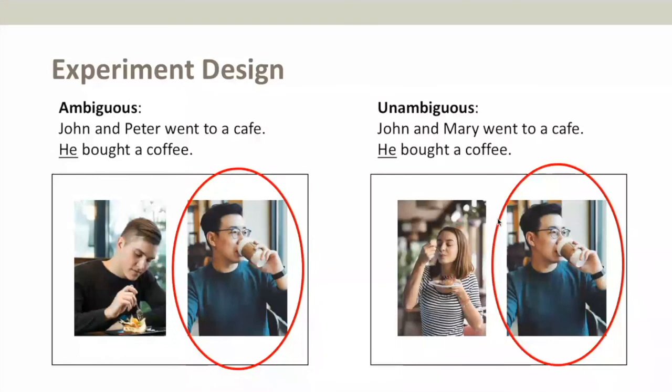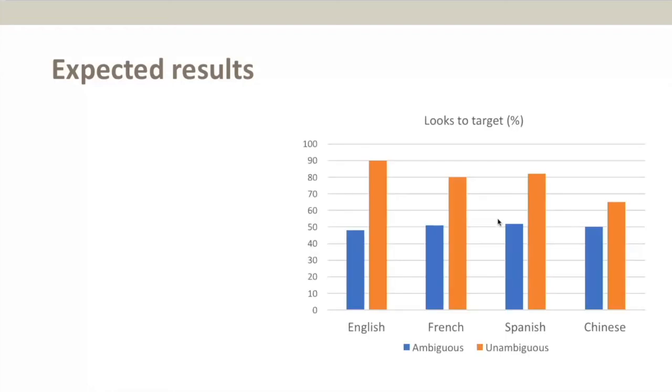And this is what we call the ambiguity effect. And by comparing this ambiguity effect, it tells us whether that group of speakers encounters a processing difficulty. So I don't have results, so I'm just going to show you some predictions. Here are some fake graphs.